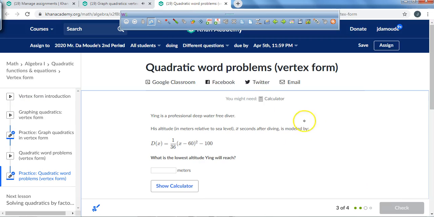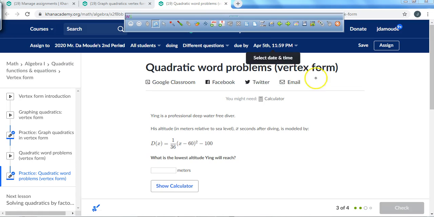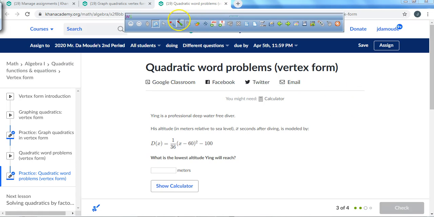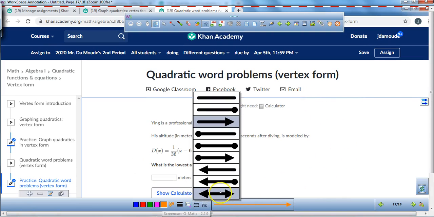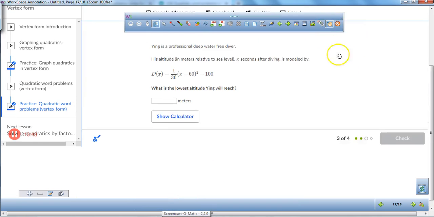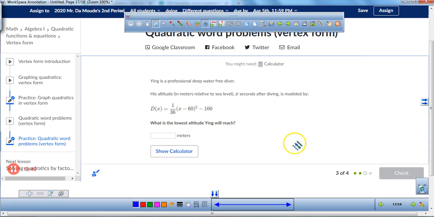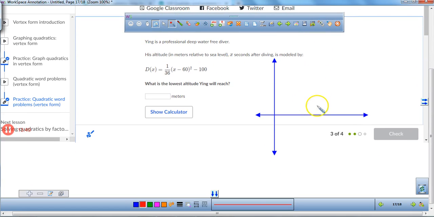All right. Last thing we're going to talk about is quadratic word problems in vertex form. So what we're going to do real quick is make a graph that represents this problem. We'll do a couple of these and we'll call it a day. So make a graph. And this graph's going to be opening up.